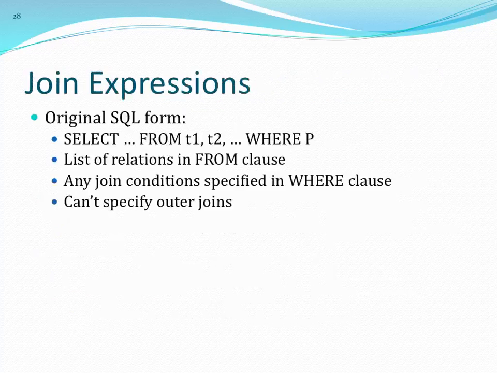Okay, let's see. Join expressions. We'll go ahead and wrap up with joins really quickly, or at least introduce the topic. We talked about this form, and that's all our examples that we use. Select whatever from T1, T2, and so forth. And there's no way of specifying outer joins. That was one of the beauties of the original SQL standard, or the SQL language as proposed by IBM. You couldn't do a lot of the complicated things that we can do now.